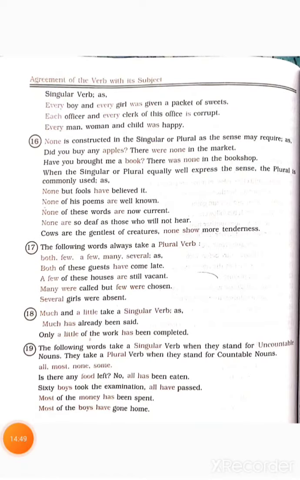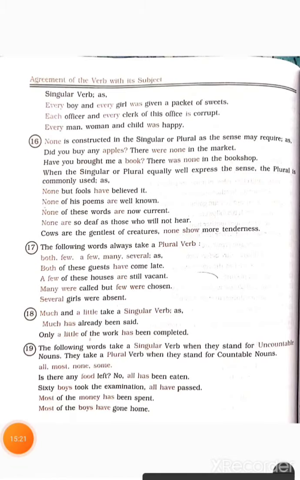Come to the next rule. Number 16. The word none can sometimes be used as singular, and sometimes in the plural sense. When singular or plural are equally well expressed in the sense, the plural is commonly used. For example, none but fools. After fools, have. None but fools have believed it.